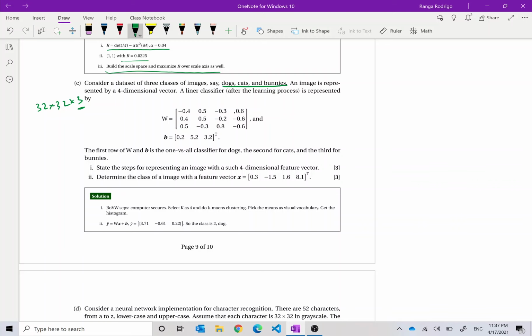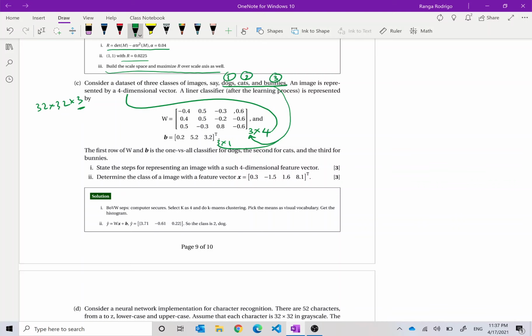Let's say a linear classifier after the learning process is represented by a W equals this one and the B bias. So there are 3 classes, right? Class 1, 2 and 3. As a result, your W is 3 by 4, because there are 4 features. This 4 corresponds to the feature dimension. This 3 corresponds to the number of classes. Because of the number of classes, B is also 3 by 1. The first row of W and B is the one versus all classifier for dogs, the second for cats and the third for bunnies.